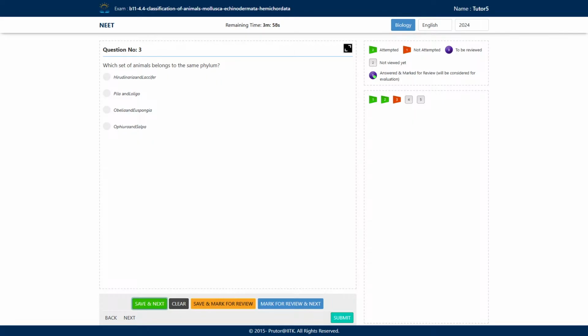Okay, the correct answer here will be option number B, Phyla and Loligo. So Phyla is apple snail and Loligo is squid. They belong to the phylum Mollusca.